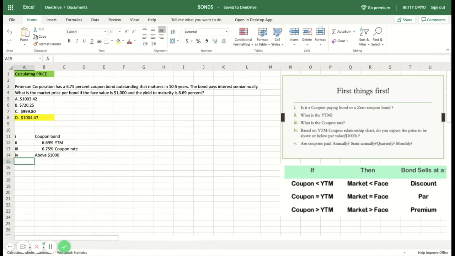And then number 5, it says, are coupons paid annually, semi-annually, quarterly, or monthly? In the question here, let's identify what it says. It says that it has a 6.75% coupon bond outstanding that matures in 10.5 years. The bond pays interest semi-annually. So the coupon payments are done every 6 months. So to answer the fifth question, the coupon payments are done semi-annually.